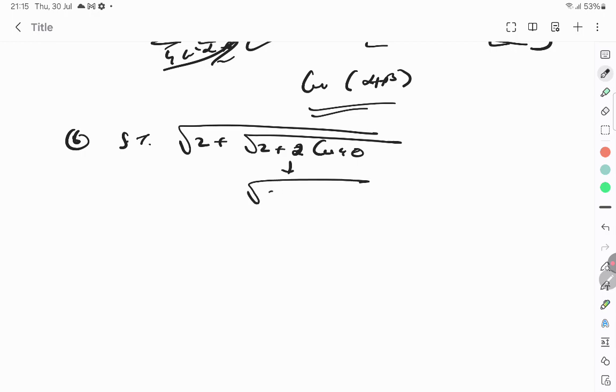Just solve this root alone. Take 1 plus cos 4 theta, clapping formula. 1 plus cos theta is 2 cos square theta by 2. So 2 cos square 2 theta.